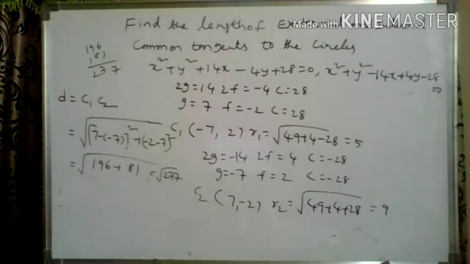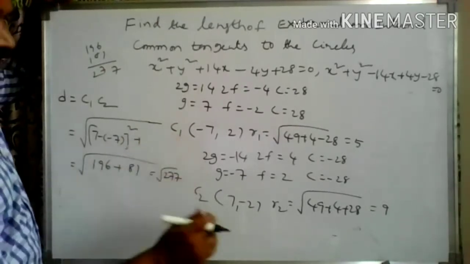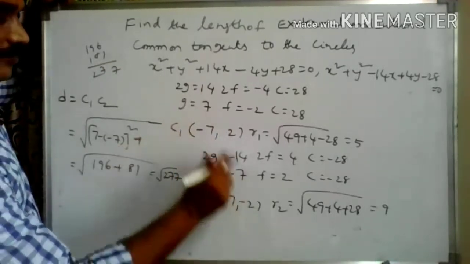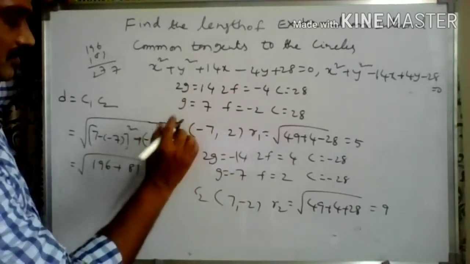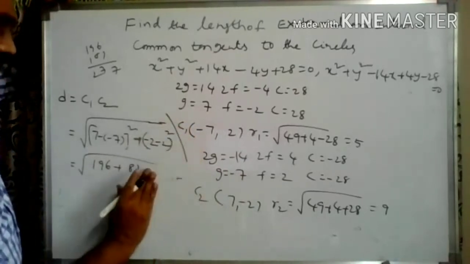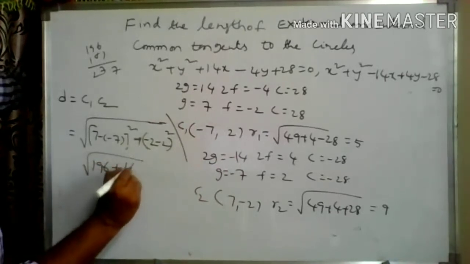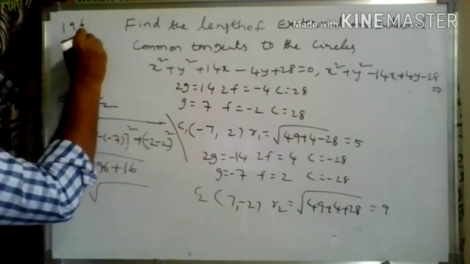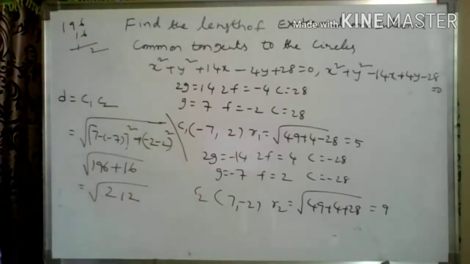Students, sorry, here C1 C2 is equal to root of 7 plus 7 whole square plus y1 minus y2 whole square, that is minus 2 minus 2 whole square. That is equal, students, root of 196 plus 16, which is root 212. So D is equal to root 212, students.